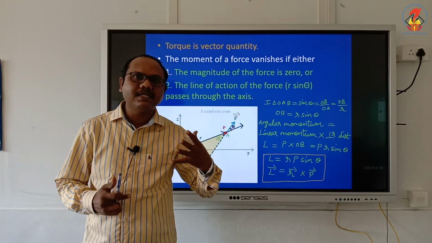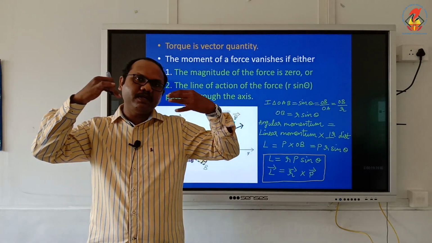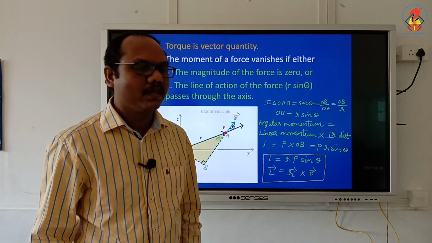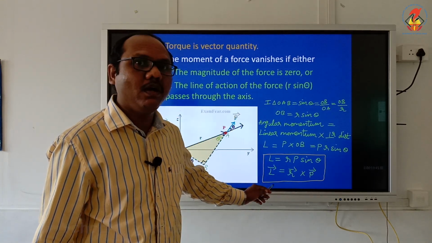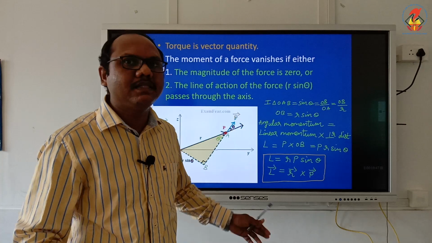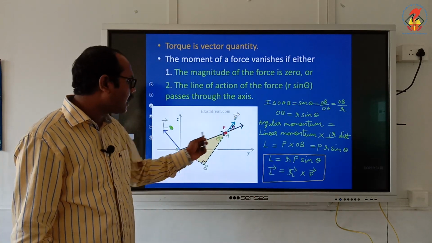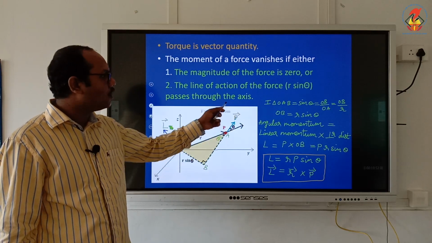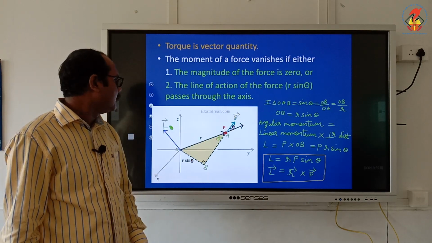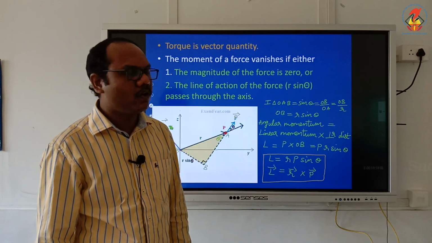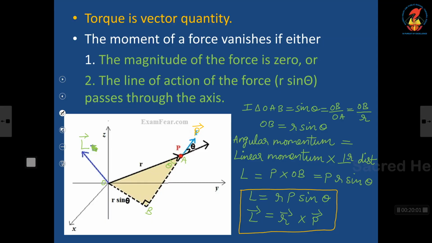So I am deriving the same pattern as I derived for the torque. And here also, as I told, first comes the position vector, then only the linear momentum is applied. The particle is here and the position vector is there, and then only the linear momentum is applied. So that is why it is R cross P and not P cross R. So take down the derivation. Draw the figure and take down the derivation.